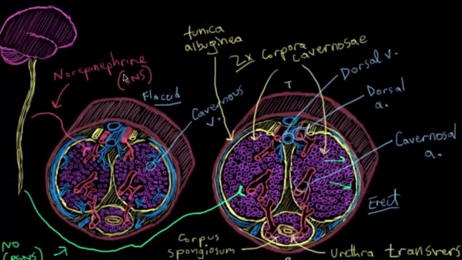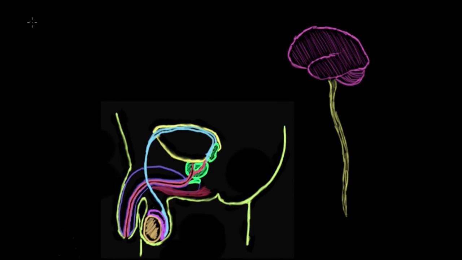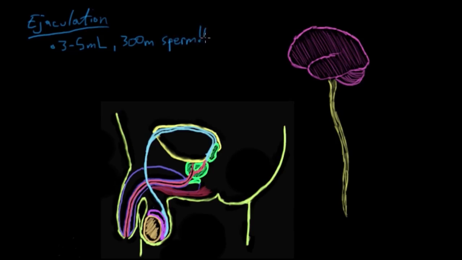Okay, let's just clear off some of this stuff and move on to the second phase, which is ejaculation. So we'll start with a definition. What is ejaculation? Ejaculation is the discharge of semen from the penis, and you normally discharge about 3 to 5 milliliters per ejaculation. And in that 3 to 5 milliliters, you actually pack about 300 million sperm.